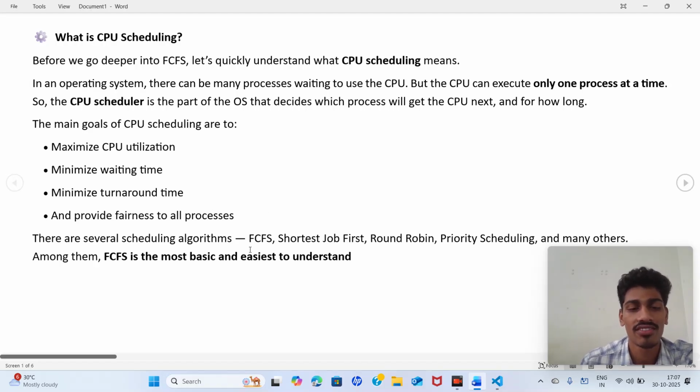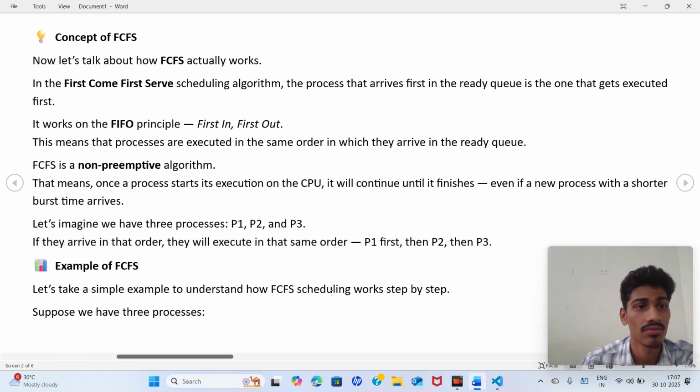There are several scheduling algorithms: FCFS, shortest job first (SJF), round robin, priority scheduling, and many others. Among them, FCFS is the most basic and easiest to understand.